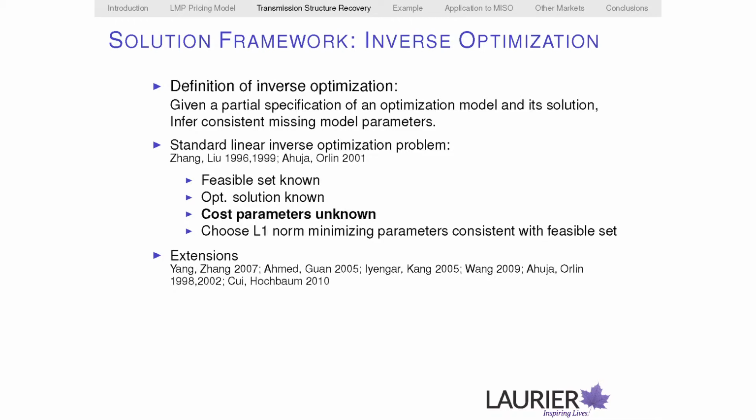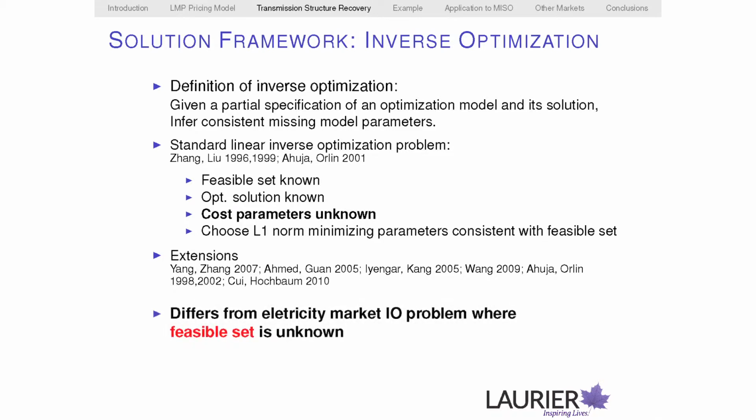It's been looked at not only in a linear context, but also in integer programming and conic programming and a number of other trickier combinatorial problems. So our problem's different from the classical problem in that we're looking at inferring parameters of the feasible set, so that is, what allocations are permitted.